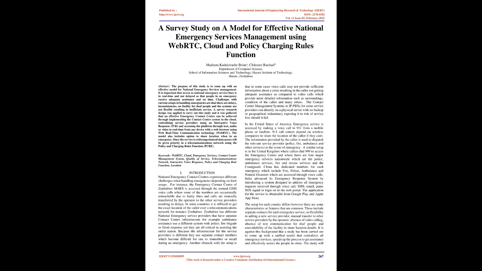In some countries it is difficult to get the exact location of the caller over a telecommunications network, for instance Zimbabwe. Zimbabwe has different national emergency service providers that have separate contact center infrastructure, for example ambulance assistance use a different system with police, fire brigade, or flood response, yet they are all critical in assisting the entire nation. Because the infrastructure for the service providers is different, they use separate contact numbers which become difficult for one to remember or recall during an emergency.